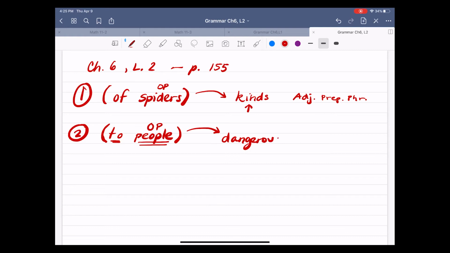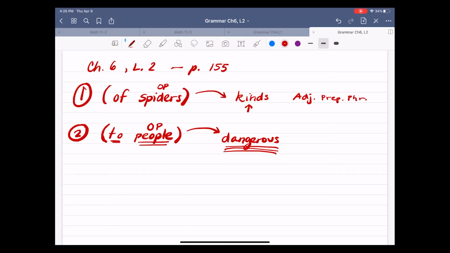Look for the words around the prepositional phrase. Dangerous, I want to ask you, is dangerous a noun or an adjective? It's an adjective. Spiders equal dangerous. Dangerous in this case is a predicate adjective. Since to people is telling you about an adjective, we know that this phrase is an adverbial prepositional phrase.